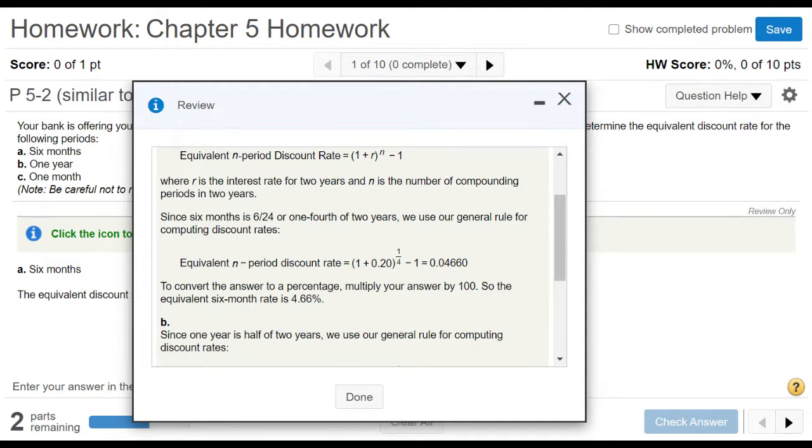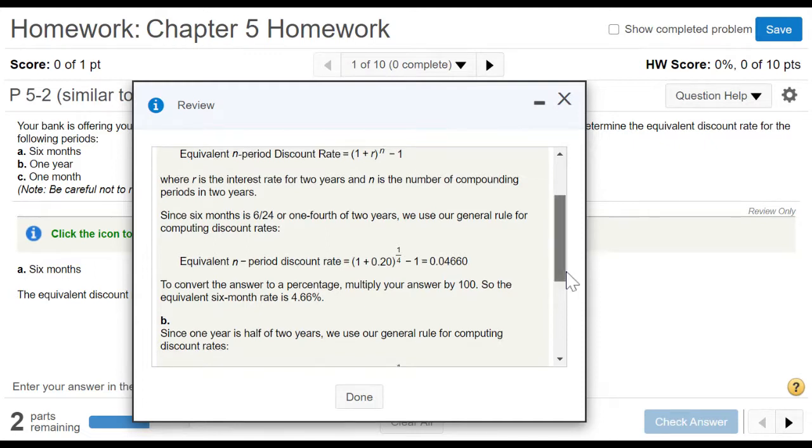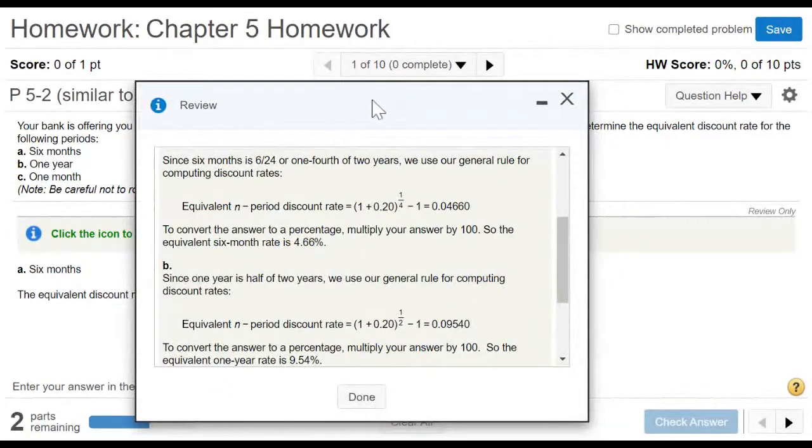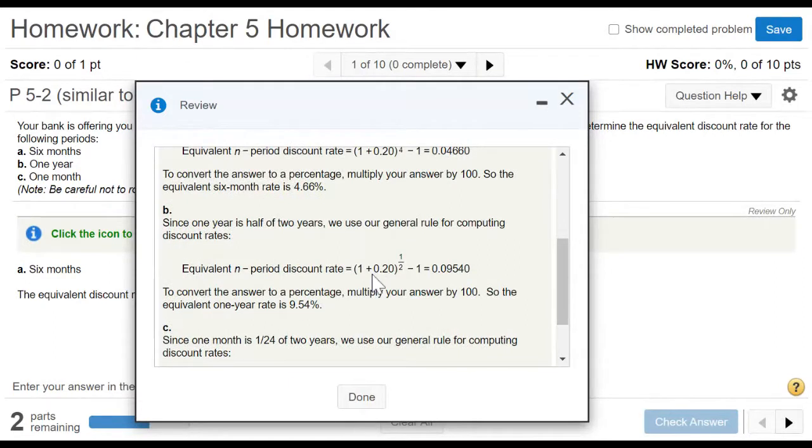Okay, that's for the first one. The second one says for 1 year. Now, this is a 2-year period. So 1 year and 2 years, there are 2 of them. So half, right? So we're going to say 1 plus 0.20, right? The exponent of 0.50, minus 1. And then you move the decimal place 2 places, then it becomes 9.54%.